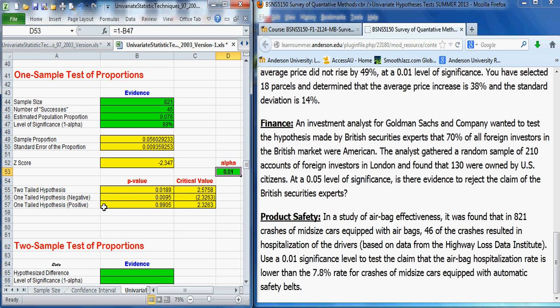And the null is that the proportion is greater than or equal to 7.8%, and that is not true. The alternative is that the proportion is less than 7.8%, which is probably what the funders of this study were interested in saying, that airbags reduce the hospitalization rate below or lower than 7.8%. Hopefully this will help as you work through these particular problems.